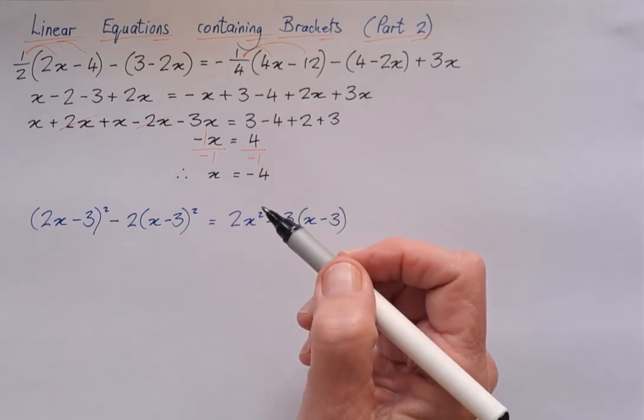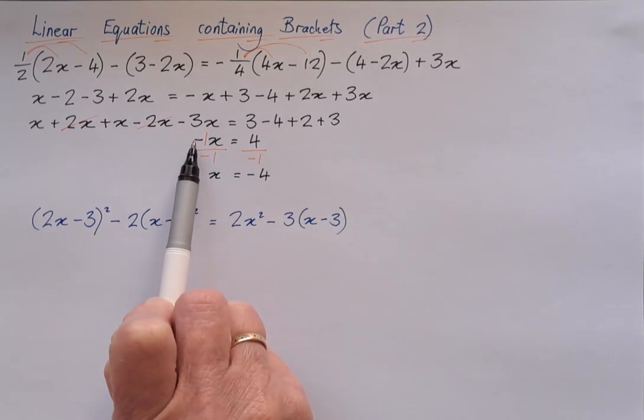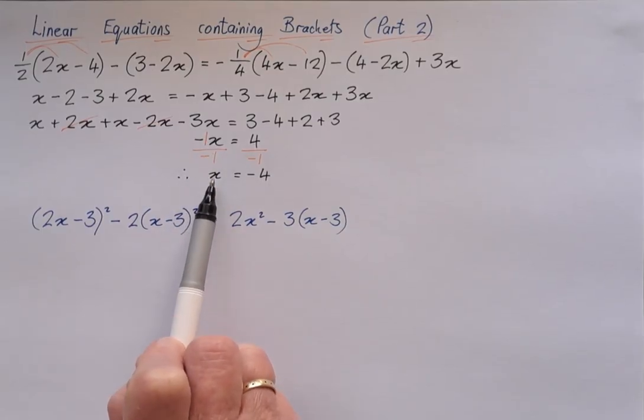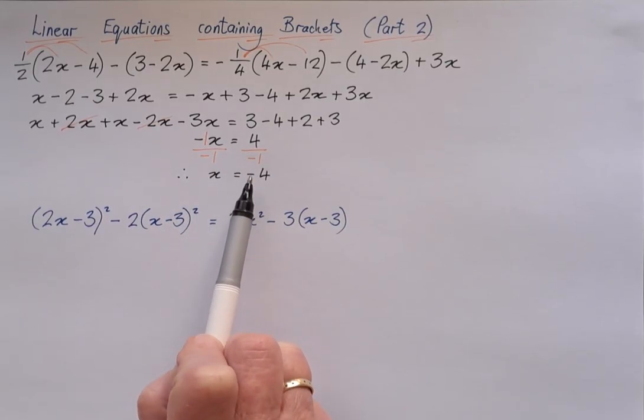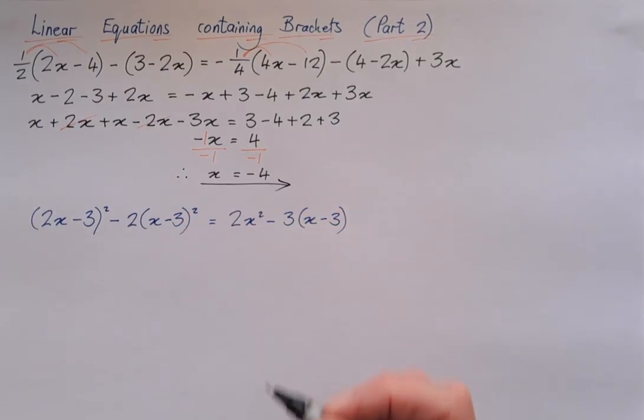The shortcut that you'll use as you get used to this is, if you see that you've ended up with negative x, you're simply going to change the negative x into a positive x, and you're going to change the sign of the constant on the other side.